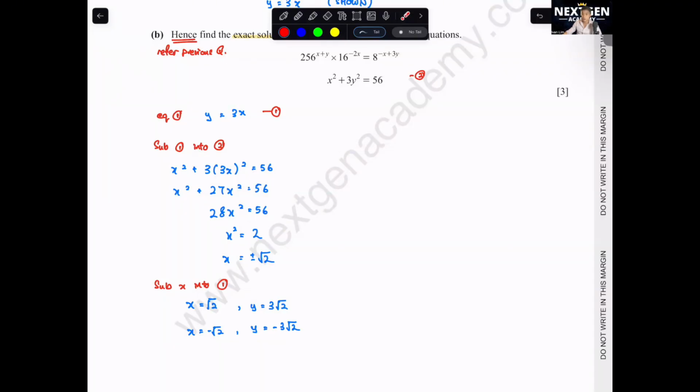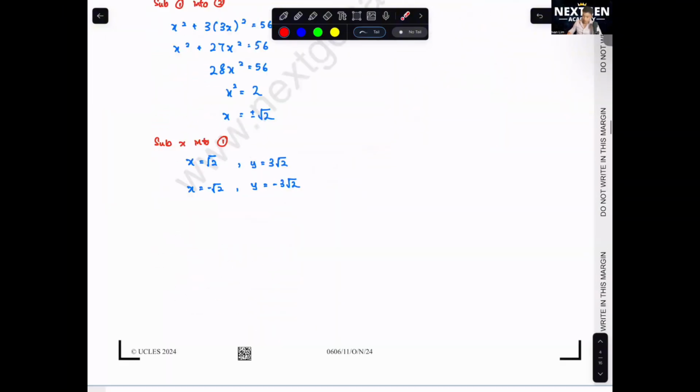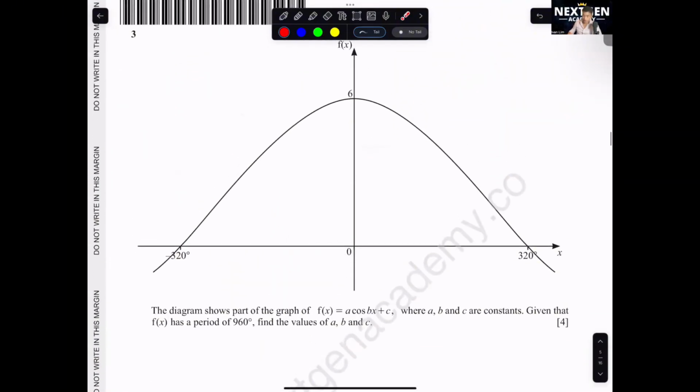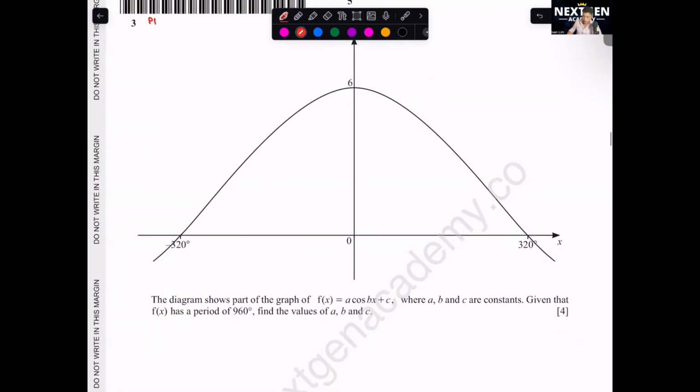Question 3 is an interesting one, because it's not a very usual type of trigo graph. Let's read this one. This one also has no calculator, so we are going to consider this as a paper 1 question. The diagram shows part of the graph f(x) equals a cos bx plus c, where a, b, and c are constants. Given that f(x) has a period of 960 degrees, find the value of a, b, and c.